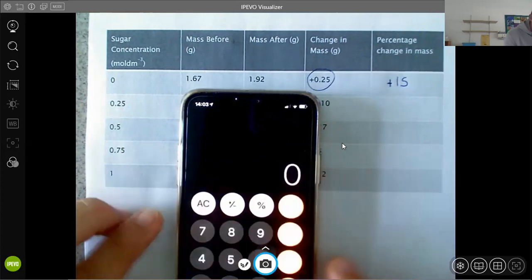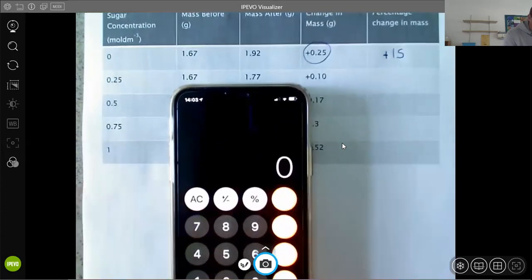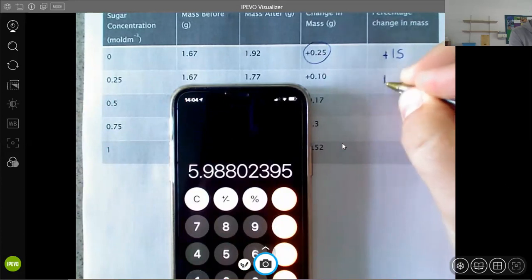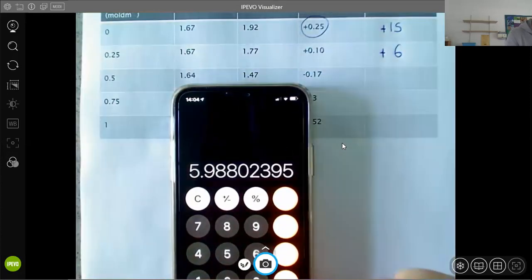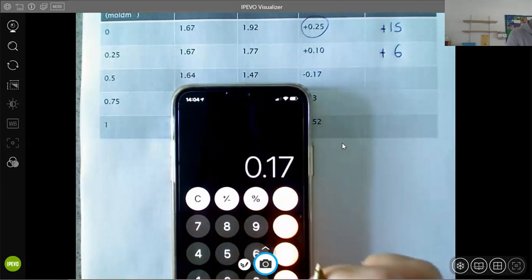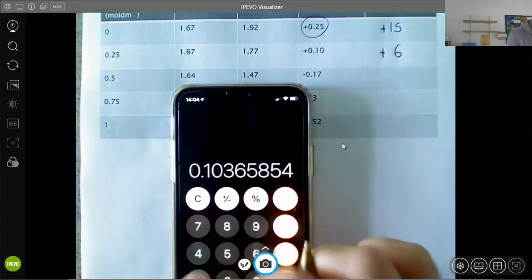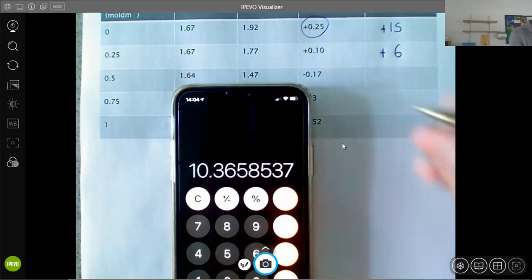The next one, we have a change in mass of 0.1. I'm going to divide that by the starting mass, which is 1.67, and times that by 100. Again, it's got heavier, and this one's got heavier by roughly 6%. The next one, guys, move the paper down so you can see it. It's actually got lighter by 0.17. I'm going to divide that by the starting mass, which is 1.64, and times that by 100. Because it got lighter, it is actually minus 10%.